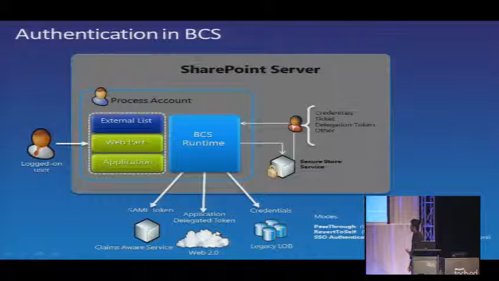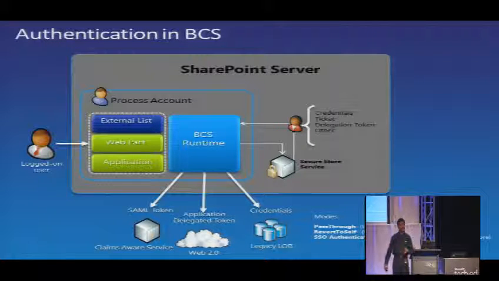So this is how it's going to be working, right? The user logs in. He goes and clicks on the external list, and now the request goes to the BCS runtime, and the BCS runtime is going to see, okay, what options do I have? I have the user's identity, so I have to take the user's logged on credentials, and then it tries to connect to the external data source it is connected to. So once it's not able to connect, it's going to give you errors.